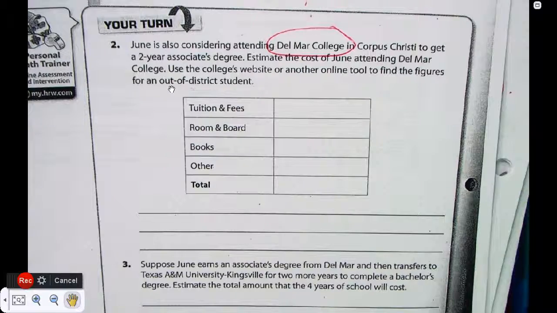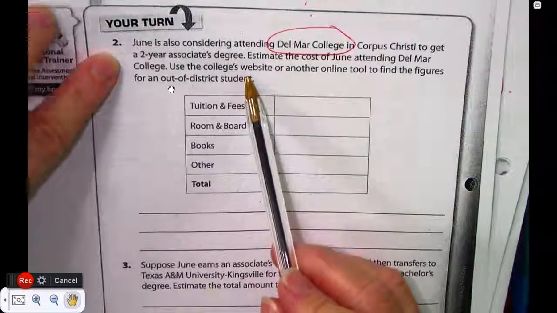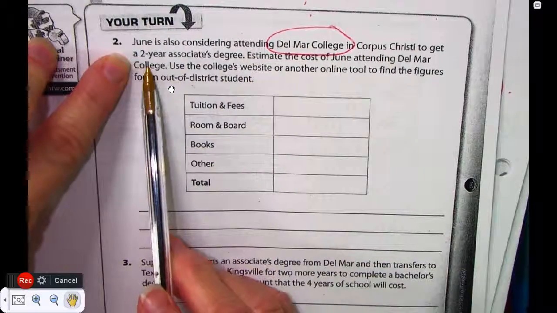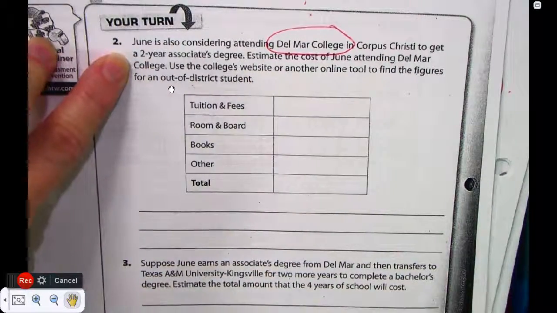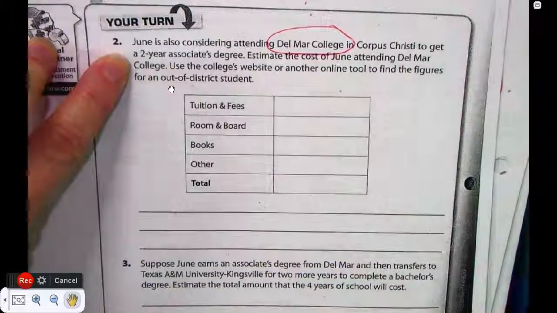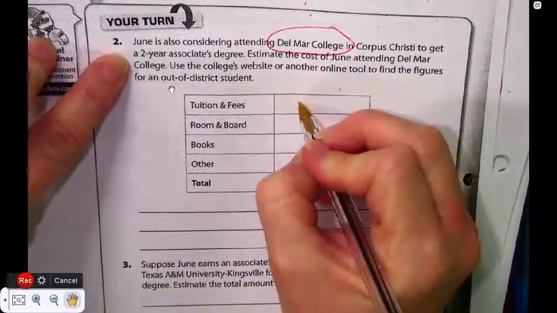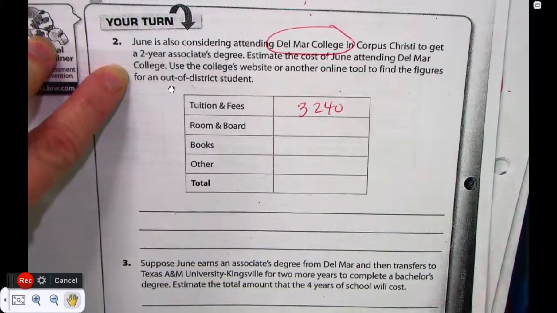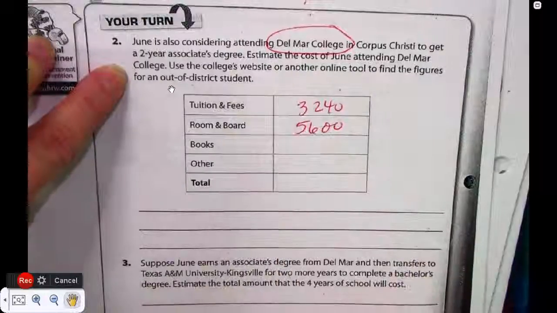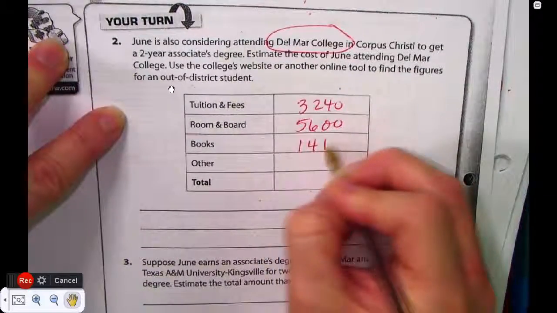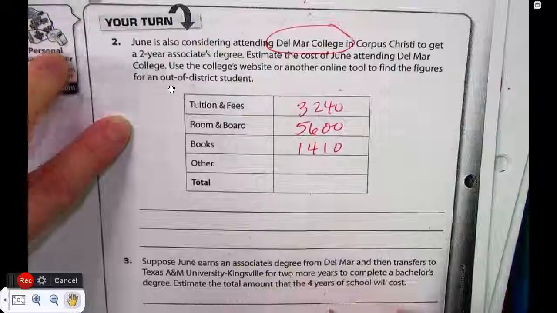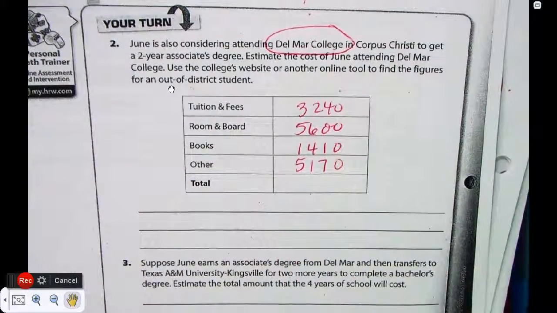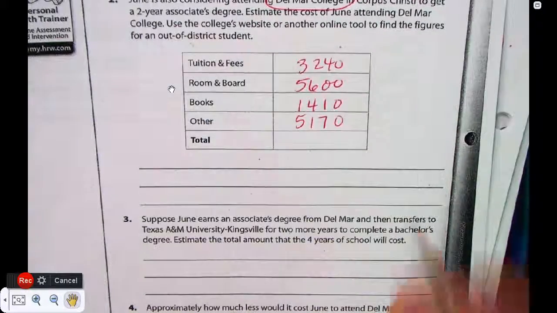Okay? So if she's trying to decide, she's going to go to Delmar for 2 years and then transfer. And at Delmar College, these are the prices. $3,240 would be tuition, $5,600 for room and board, $1,410 for books, and then the other is going to be the same because her gas, all that, won't change. Total that up.